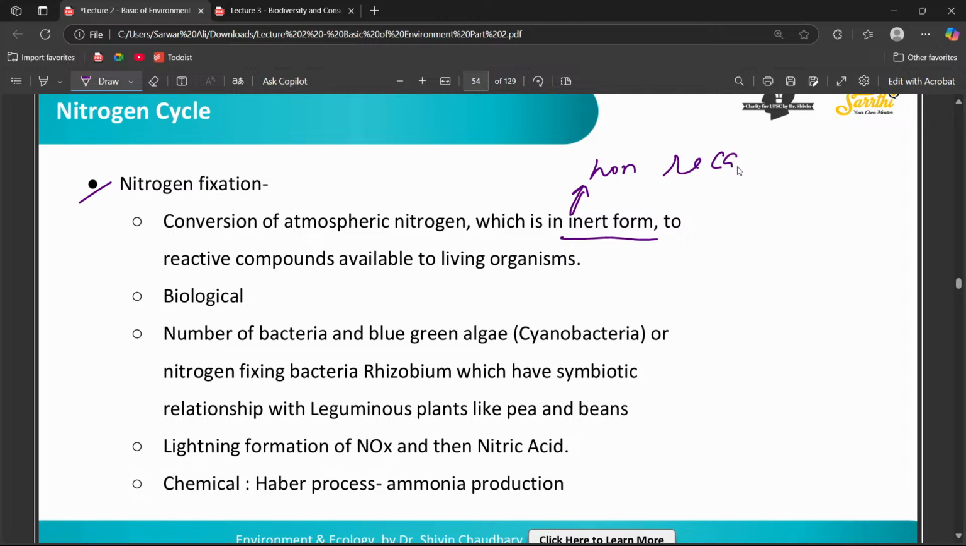This cannot be used by plants. Alright, we must remember this cannot be used by plants. Non-reactive nitrogen is converted into reactive compounds available to living organisms. Biologically, this is done by a number of bacteria, blue-green algae or nitrogen-fixing bacteria such as Rhizobium, which have a symbiotic relationship with leguminous plants like peas and beans. Lightning forms NOx, then nitric acid, and chemically there is the Haber process for ammonia production.